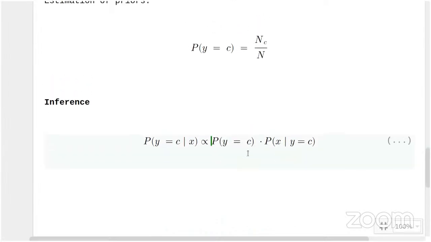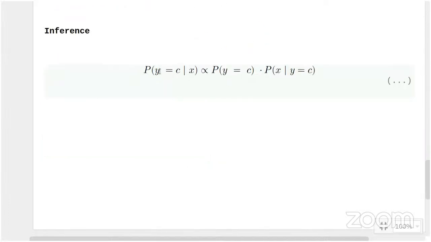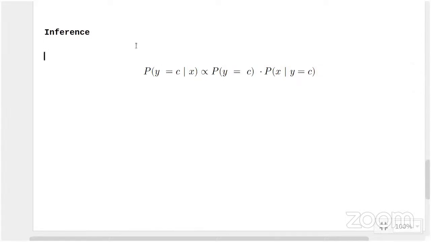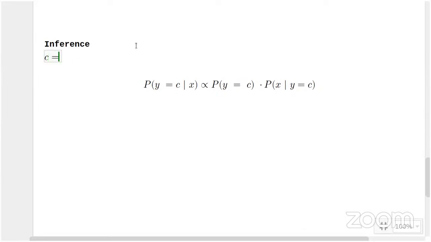So let's say I have been given a single data point. Now I want to predict the class which it belongs to. That's the inference part. Assume that you are given a data point X, you have to predict the class. If there are, say, 3 classes, your C value could be either 1, 2, or 3. So for each value of C, you have to compute P of y given X and see which of these is maximum.